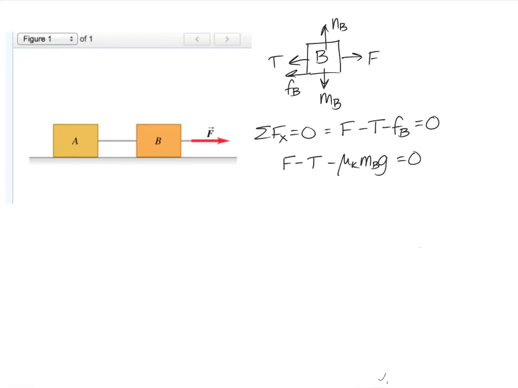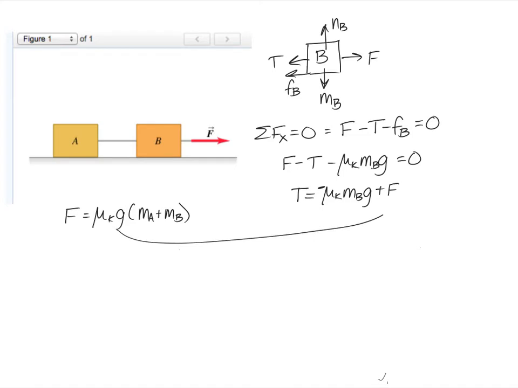And I could rearrange this and solve for t. And I'm going to substitute in my expression for f. If you remember, we found in the previous part of the problem, f was equal to mu sub k times g times the sum of the masses. I'm going to substitute this in here.